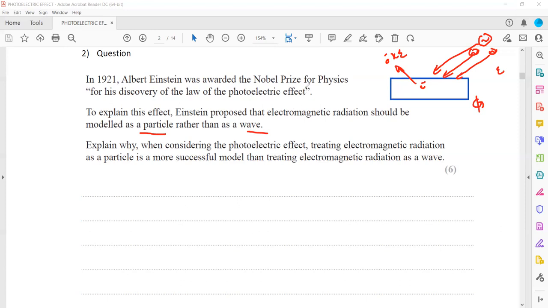As we know, light has a dual nature. Some phenomena of light can be explained by wave nature. Some phenomena of light can be explained by particle nature. The photoelectric effect can only be explained by particle nature. It cannot be explained by wave nature.